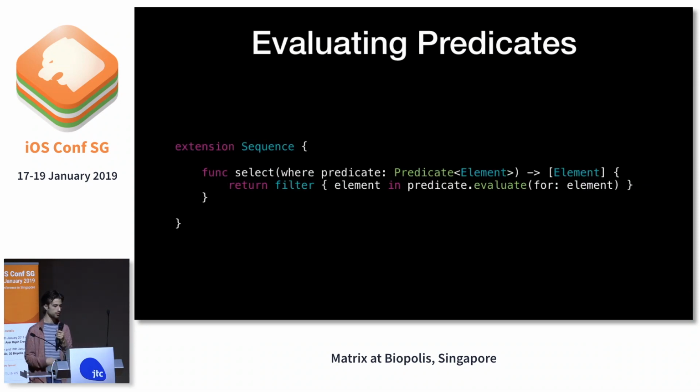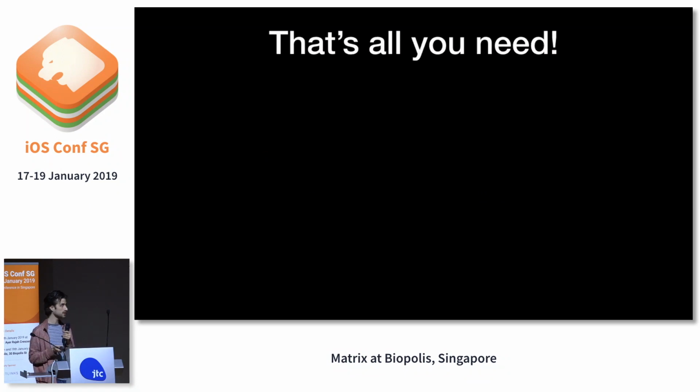And finally, when we want to evaluate them on our data, we're going to do like we did for the functions that we are wrapping, like map and sorted. We're going to define an extension on Sequence. I'm going to define a function that's going to be called select where predicate. And inside, I'm just going to call the standard library function filter. As the test to see if the element must be included or not, I'm going to evaluate the predicate for this element. And that's basically all you need.